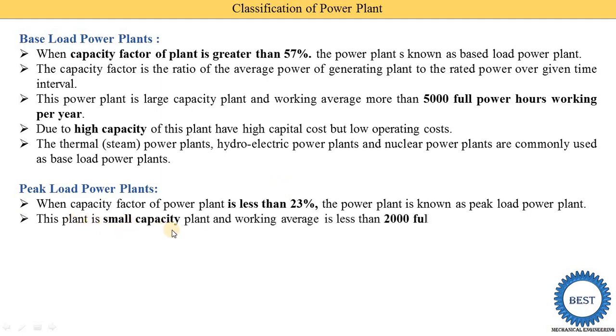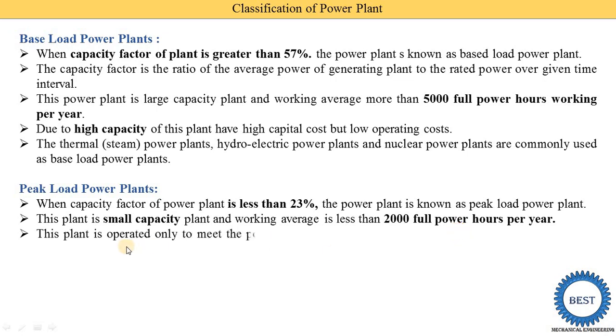This plant is a small capacity plant. In baseload, what we study has higher capacity. Peak load has a small capacity plant, and the working average is less than 2000 full power hours per year. We know in one year the total hours are 8760, and they are multiplied by 0.23, and we get the answer, 2000 full hours. So if it runs less than 2000 hours in a year, it is called a peak load power plant.